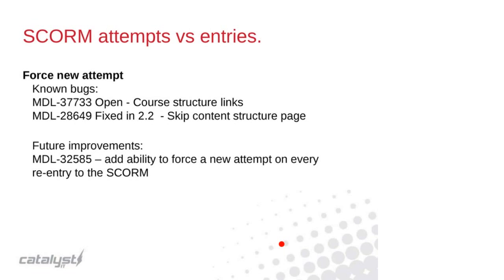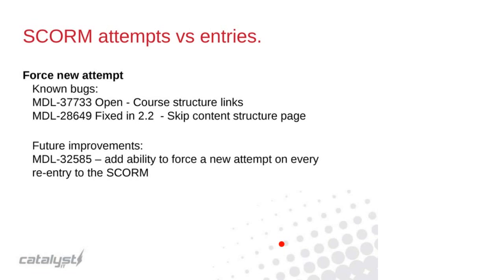If a student has entered an attempt and completed it, normally we'd want to keep a record of that, and just next time they enter, they create a new attempt. So we have this setting called forced new attempt, which just hides that checkbox. And if the previous attempt has been completed, passed or failed, when they re-enter the SCORM, it just generates a new attempt automatically and doesn't ask them.